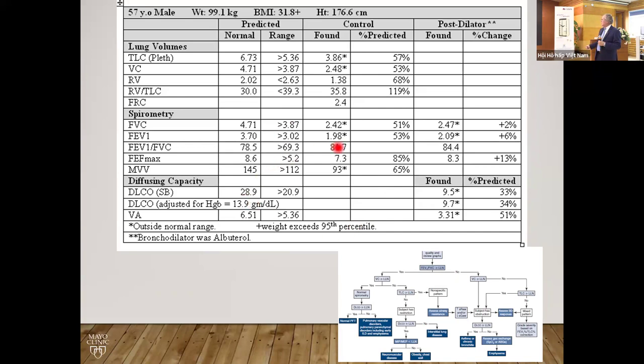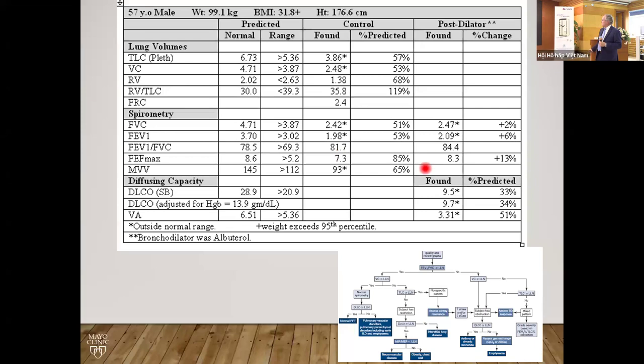So the ratio is above the lower limit of normal, so they do not have obstruction. They do not have a response to bronchodilator. But we look at the lung volumes, and the lung volumes are reduced. Even the RV values are reduced. So all lung volumes are reduced.